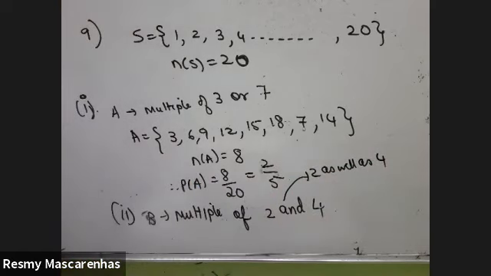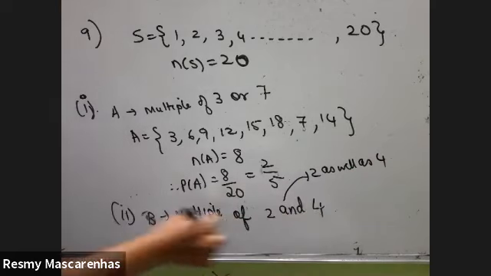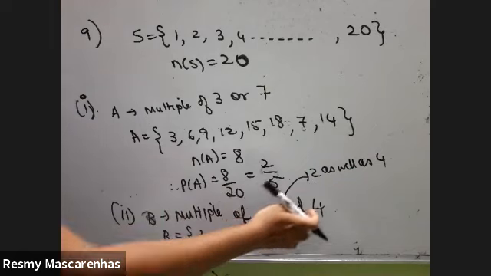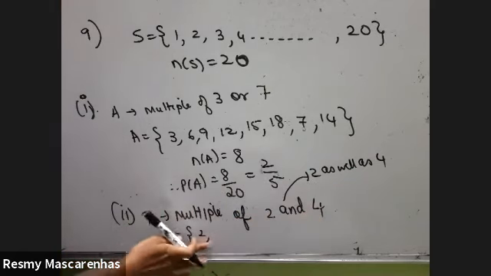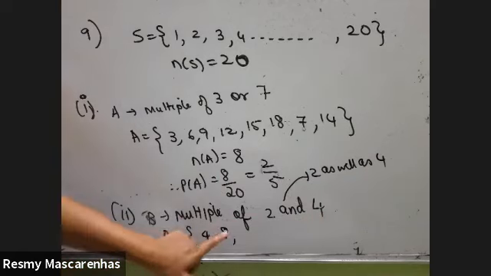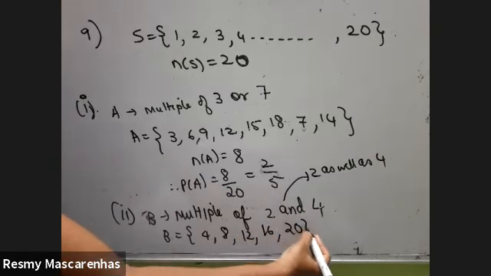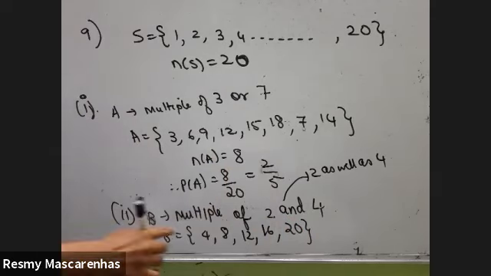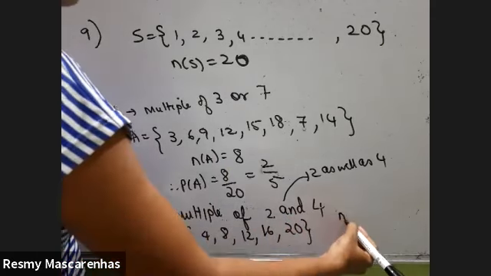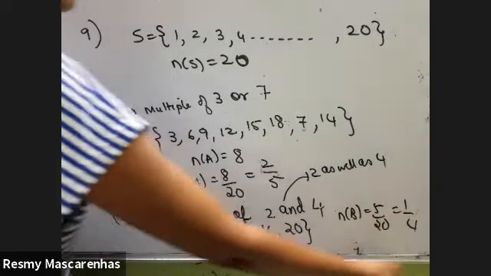So B will be... you cannot write 2 only because this is not a multiple of 4. And means it should satisfy both the numbers' conditions. So 4, 8, which are multiples of both 2 and 4. The answer will be 1, 2, 3, 4, 5, so 5 out of 20. This is 1 by 4.